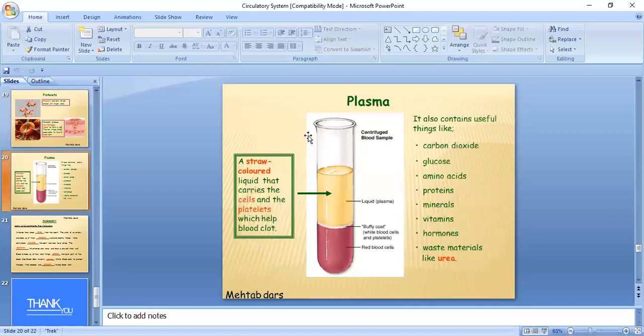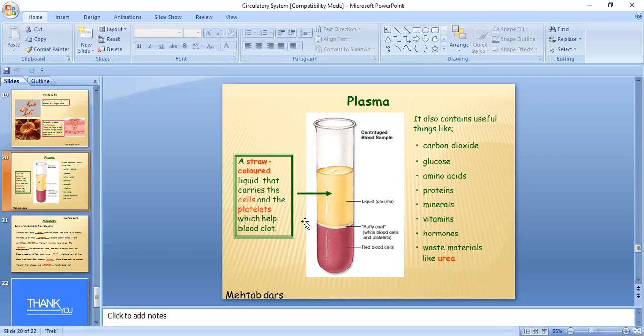Okay, now here is the plasma. I'm demonstrating it in a centrifugation blood sample. Now you can see here all the heavy components are settled downward and collected, and the lower weight components are floating on the upper side. Now, this is the colored liquid that carries the cells and the platelets which help blood clot. This is the liquid plasma which is at the upper side. This is the thin white blood cell layer.